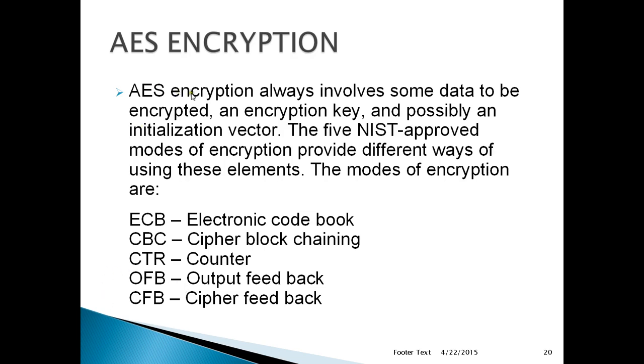We have seen that AES encryption always involves some data which is to be encrypted, an encryption key, and possibly an initialization vector. The 5 NIST approved modes of encryption provide different ways of using these elements. The modes of encryption are ECB, CBC, CTR, OFB, CFB. You can see that ECB is electronic codebook, CBC is cipher block chaining, CTR is counter, OFB is output feedback, CFB is cipher feedback.